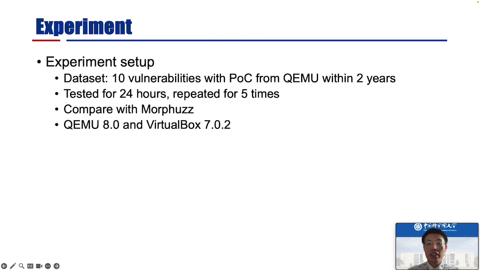To evaluate VDGuard, we collect 10 vulnerabilities with POC from QEMU within 2 years as a dataset. Each instance is tested for 24 hours and repeated 5 times. We compare our tool with MoFuzz in QEMU, and we also apply our tool in VirtualBox.